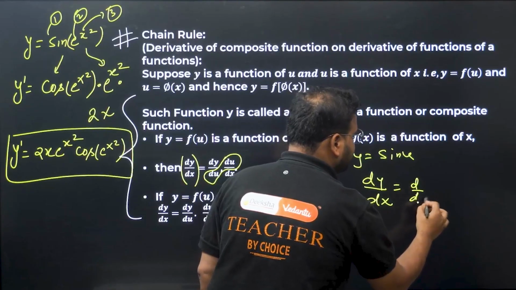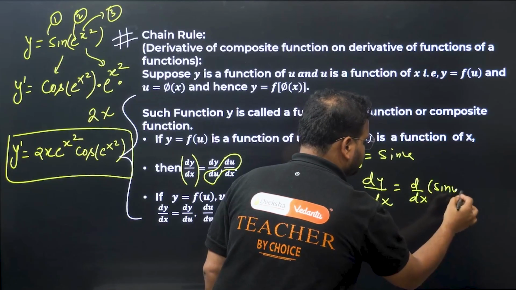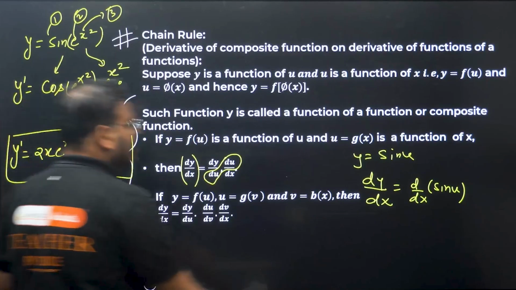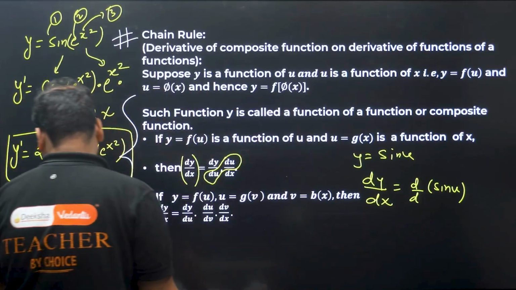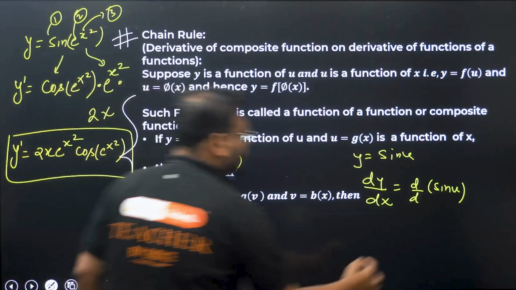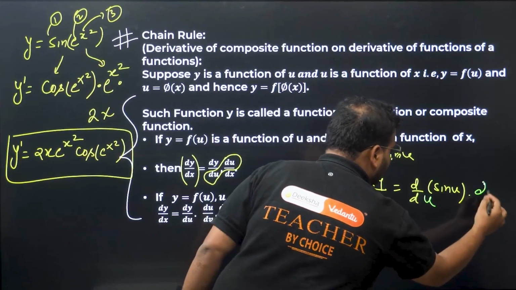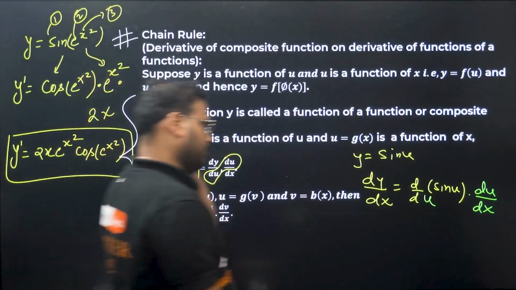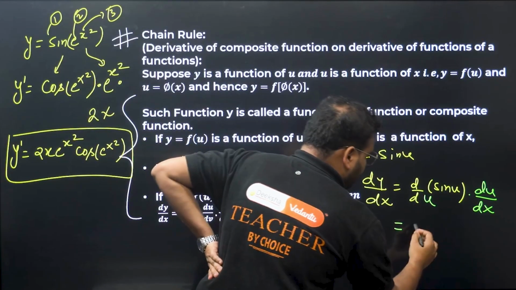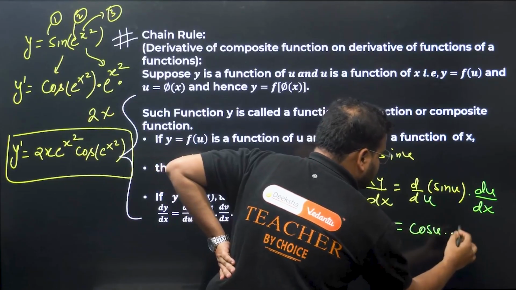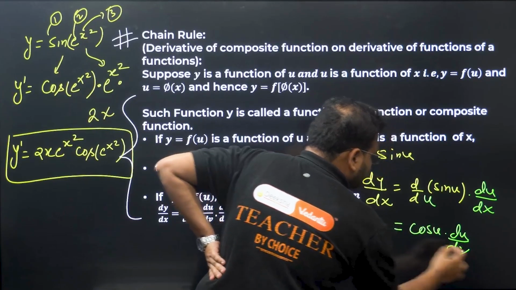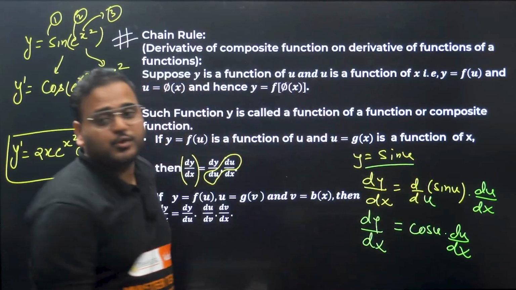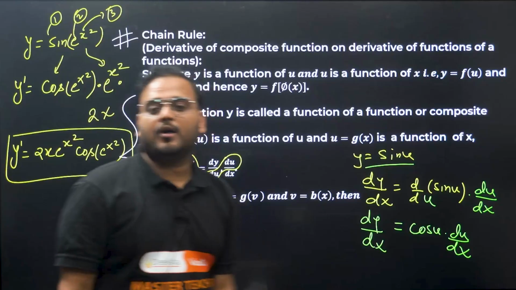Differentiate sine u like this? No, sir. You have to differentiate this with u, the variable u, and then continue here with the derivative of u with x. This is called the chain rule. Please check. So this will become cos u and this will be as it is du dx. So this is the final derivative of dy by dx, where y equals sine u. This is the basic concept of chain rule.